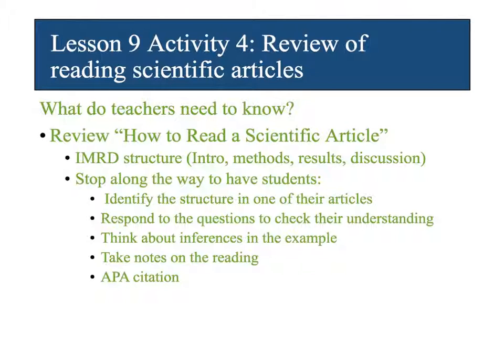Once students have their sources, we're going to work together on a review of reading scientific articles. So review the article that we also used in Unit 1 on how to read a scientific article, and remind students about that IMRD structure: intro, methods, results, discussion, that most journal articles, but not all, have. What we're going to have students do is read this article on how to read articles while they're also working through all the suggestions that the authors make with one of the articles they found at the library.